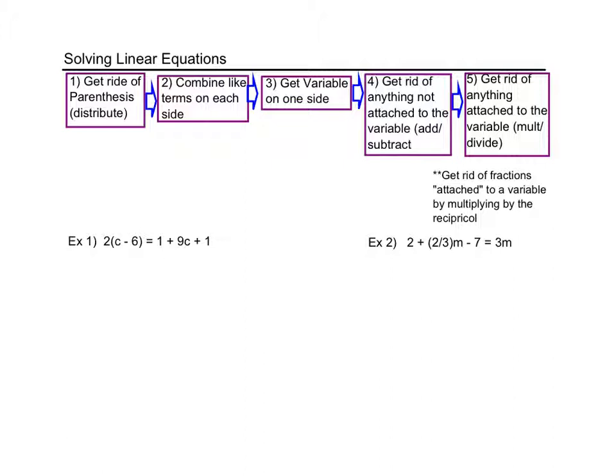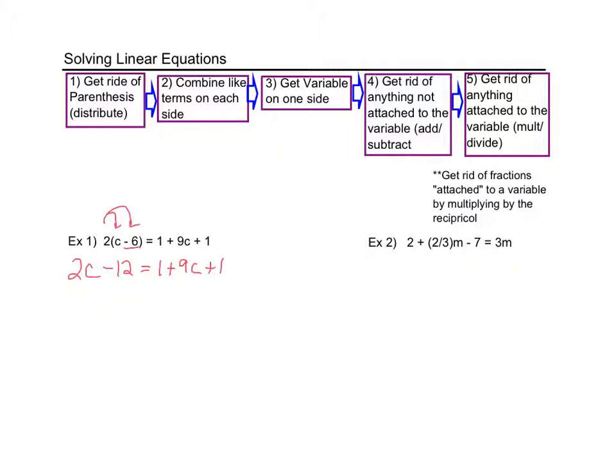I'm going to go ahead, and as I said, in example 1, I'm going to follow these steps. First thing I'm going to do is, if there are parentheses, I'm going to distribute. Since there are parentheses, I'm going to distribute the 2 in. Remember, when I distribute, I use multiplication. 2 times c is 2c. 2 times minus 6 is minus 12, equals 1 plus 9c plus 1.